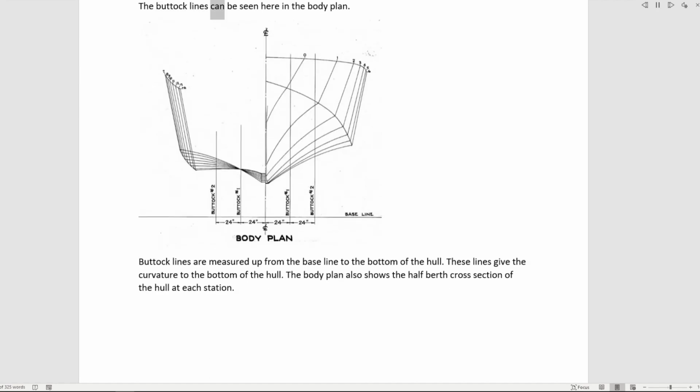The buttock lines can be seen here in the body plan. Buttock lines are measured up from the base line to the bottom of the hull. These lines give the curvature to the bottom of the hull. The body plan also shows the half berth cross-section of the hull at each station.